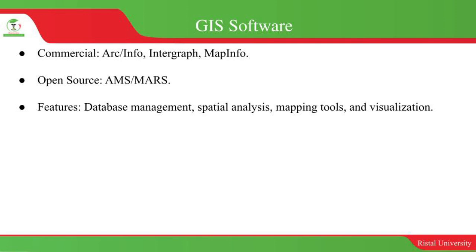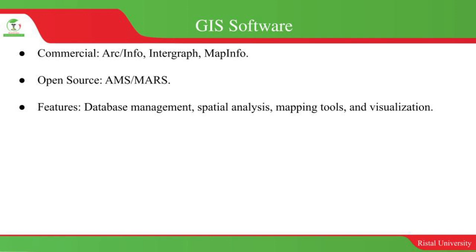Then we have what we call open source, which are geographical information systems that are not charged, and these are what we call the AMS and the MARS. But also we have the QGIS, which is the Quantum GIS. We have the features that have database management, spatial analysis, mapping tools, and visualization. So these are features of the GIS software.